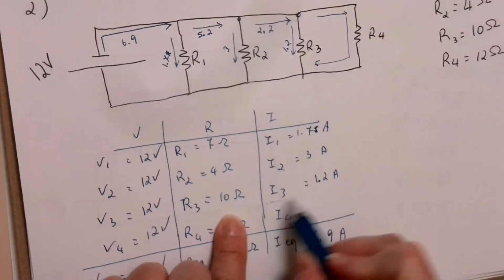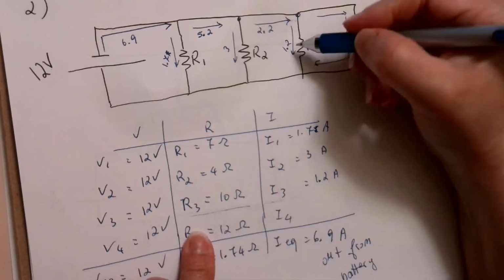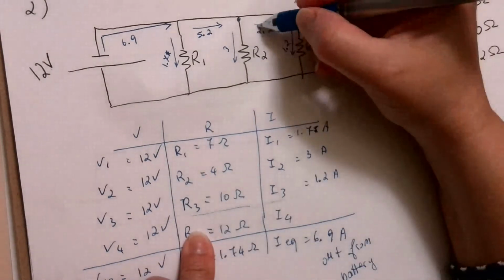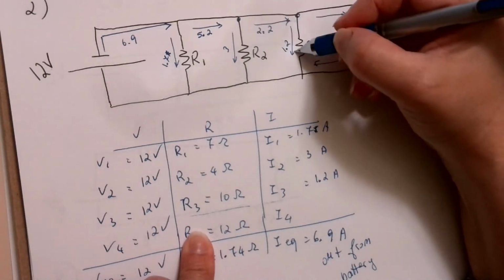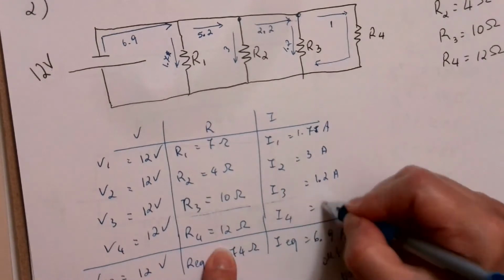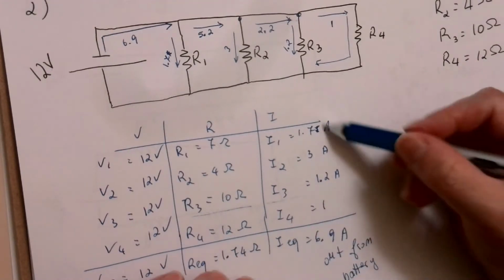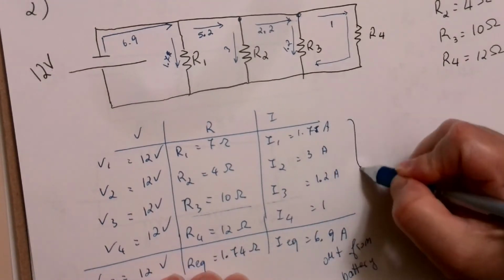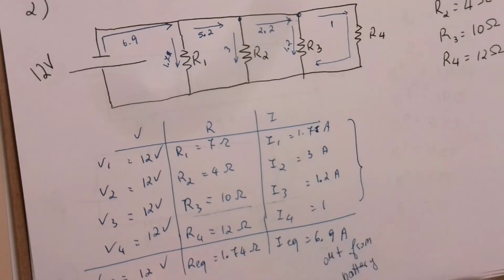So again, I3 is across R3. So this is 1.2. I start with 2.2. I lose 1.2. So this is just a 1. 12 divided by 12 is 1. Okay? And then, to double check, I add them up and I see if I get 6.9.